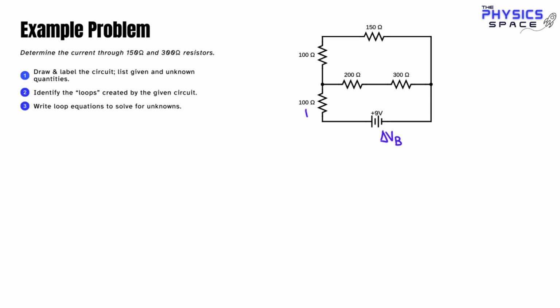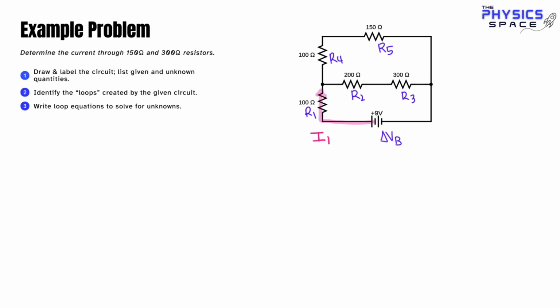I'm going to call this resistor 1, resistor 2, resistor 3, resistor 4, and resistor 5, so I can label my resistors that way. And I also want to indicate here where I have my different currents. So I have my total current that is going to go from the battery through R1 to this junction, but then that splits off. So I'm going to call that my total current I1.